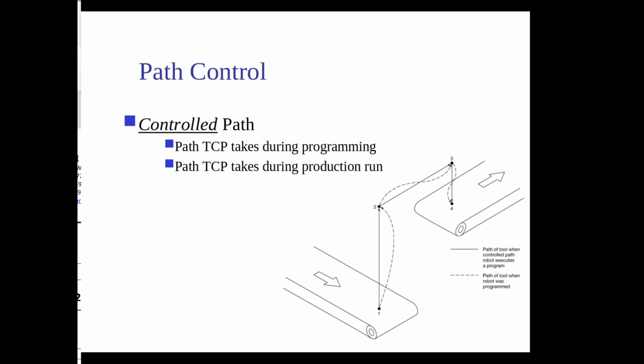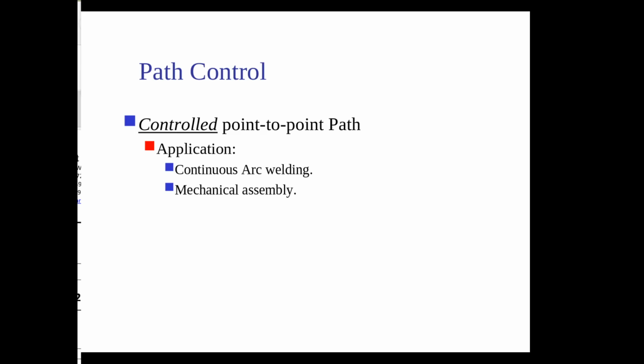When we move the robot there, it doesn't matter how we got it to point 2 or point 3. But when it runs, we're going to tell it that it needs to run in a perfectly straight line. Some applications for these are something like continuous arc welding. This is one of the things that robots do very well, because when you're arc welding, you need to move in a constant, consistent manner at a constant, consistent speed to get a very good arc.